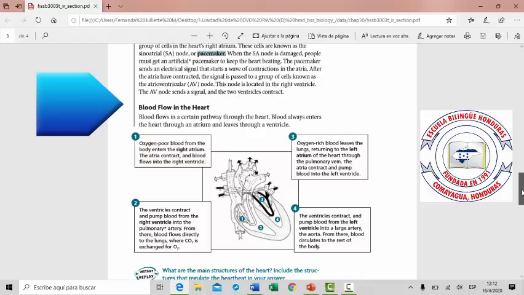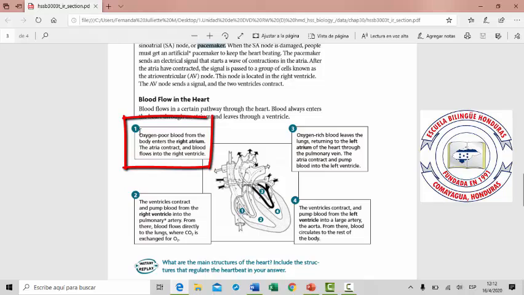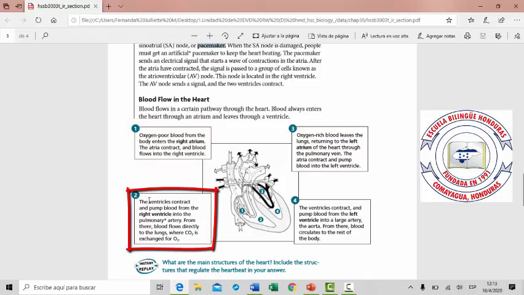The blood in the heart. The blood flows in a certain pathway through the heart. In the first step, the oxygen-poor blood from the body enters the right atrium. Then the second step: the ventricles contract and pump blood from the right ventricle into the pulmonary artery. From there, the blood flows directly to the lungs, where carbon dioxide is exchanged for oxygen.